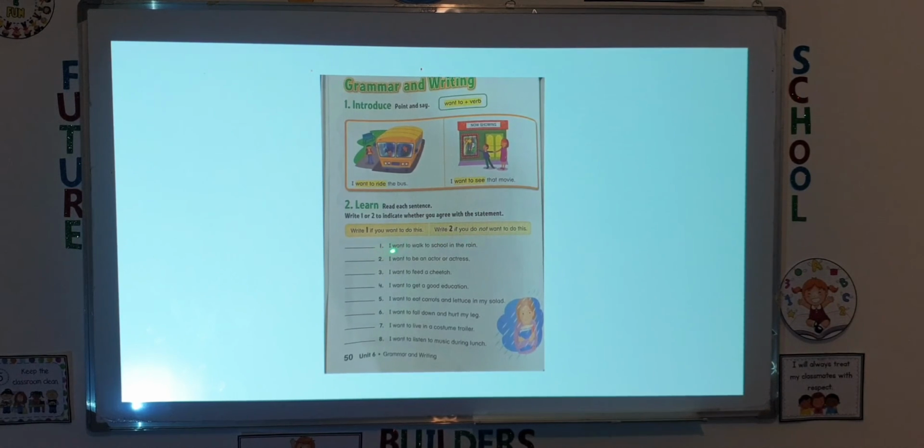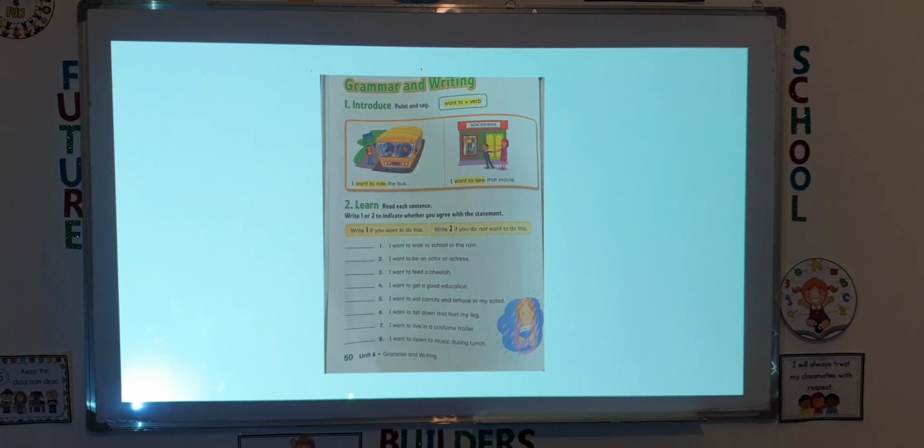Sentence number 1. I want to walk to school in the rain. 2. I want to be an actor or actress. 3. I want to feed a cheetah. 4. I want to get a good education. 5. I want to eat carrots and lettuce in my salad. 6. I want to fall down and hurt my leg. 7. I want to live in a costume trailer. 8. I want to listen to music during lunch.